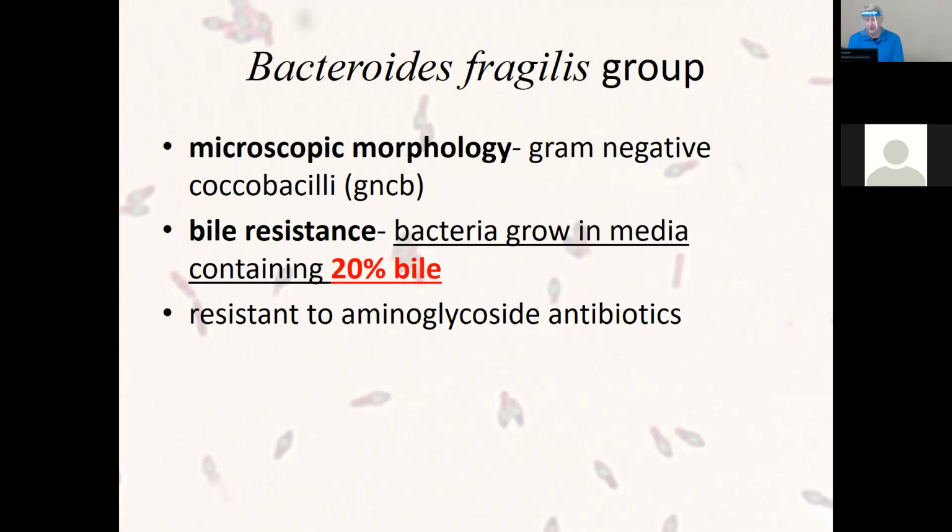So Bacteroides fragilis group, microscopic morphology is gram-negative coccobacilli. So gram-negative rod is still there, but we get a little bit of change with the shape. Somebody chiming in, Lauren? Yeah, sorry. Okay, what'd you want? No, my stuff died again, so I had to come back. Okay, welcome back.